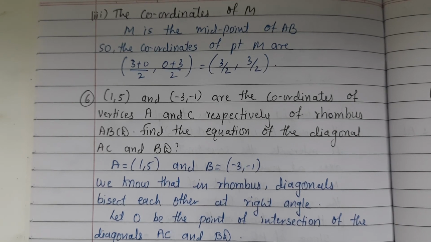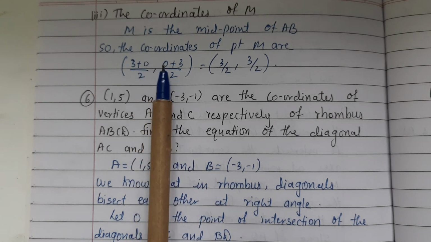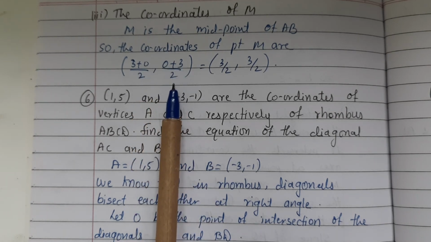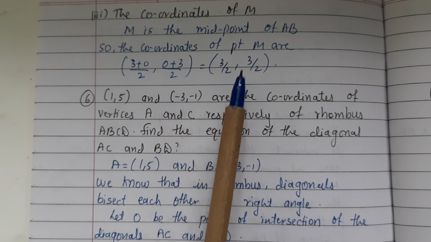Third part, the coordinates of M. M is the midpoint of AB. So, the coordinates of point M are 0 plus 3 upon 2, 0 plus 3 upon 2, that is equal to 3 upon 2, 3 upon 2.